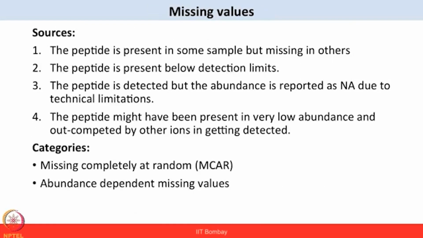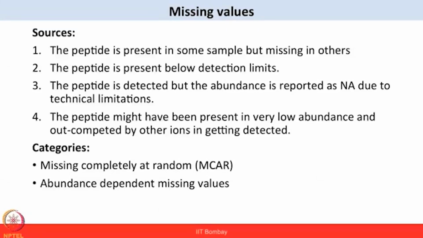Now next, our point is missing values. As we have already said, missing values are a common feature in omics data. Let us think about what could be the source of missing values. The first reason could be that a peptide is present in some samples and absent in others. If you take 10 control samples or 10 disease or cancer samples, out of 10 you may get that particular protein in only 6 or 7 samples, and in the remaining 4 samples the protein is not present.